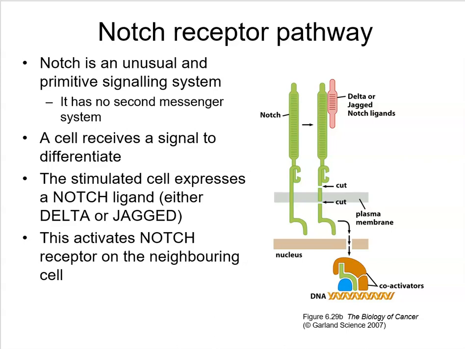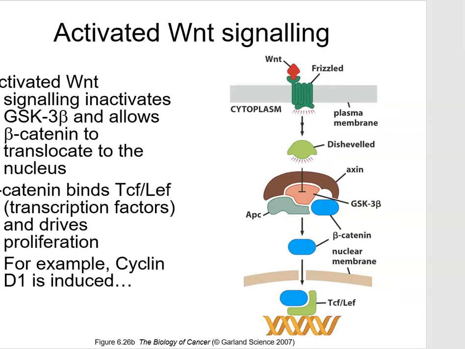This is the second part of the Advanced Cell Biology Stem Cells lecture. And what I'm now going to go through, after previously covering the Wnt signalling pathway, is the Notch pathway. So Notch is a very unusual signalling pathway, very primitive in that there's no second messenger system, no complicated signalling pathway as we've seen for the Wnt pathway.